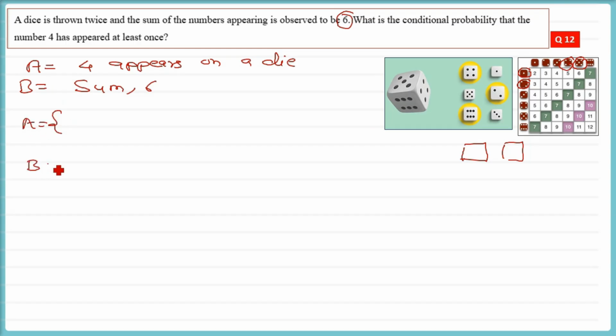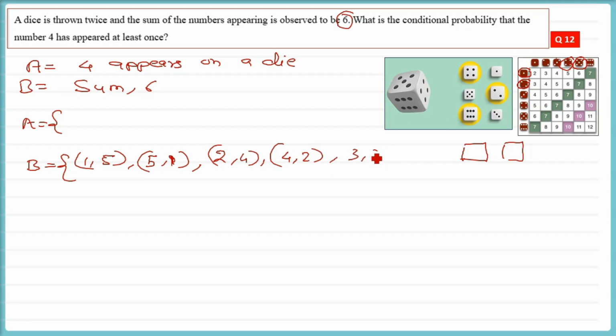Now let's make B first. You will know why I'm making this. Sum is 6. What is sum 6? Please remember a set cannot have repeated values. Redundancy is not allowed. So the 6 can come only when we have 1 and 5, 5 and 1, 2 and 4, 4 and 2, and 3 and 3. So I am writing 1 and 5, 5 and 1 first, 2 and 4, then 4 and 2, or we have 3 and 3. 3 can come in the first, 3 can come in the second, and vice versa. But the set only allows us to write 3 comma 3.